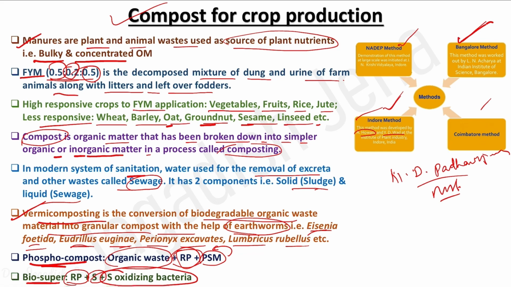So this was about compost for crop production: what the different types of compost are, the different methods of compost, different forms of compost, and their use in agriculture.